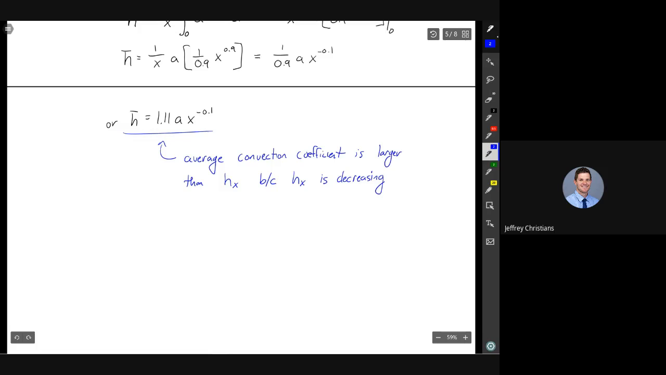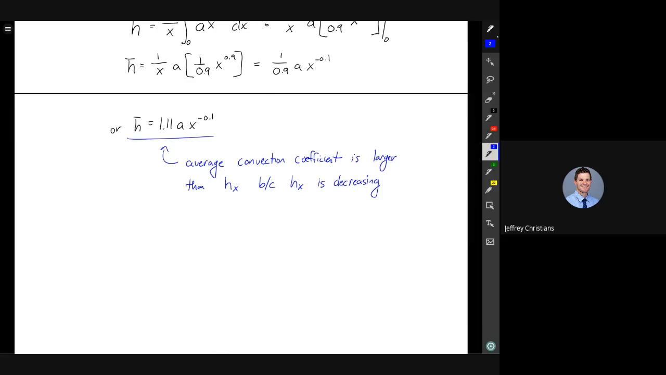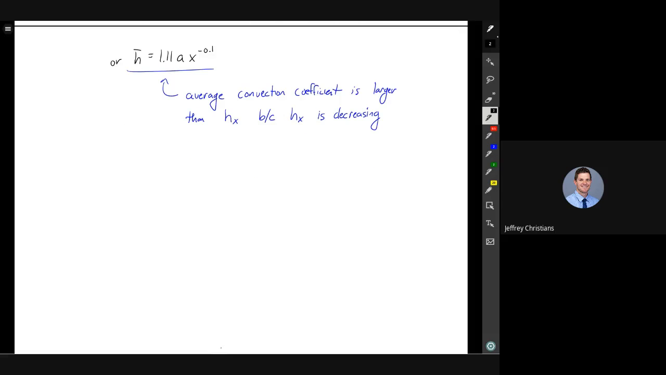Because Hx is decreasing, we can find average convection coefficients by integrating some function that we have. The last thing that we'll talk about is kind of related to this video, at least the still image that we showed because it didn't load right. This is just talking about a single flow regime. So what if we have something like this?